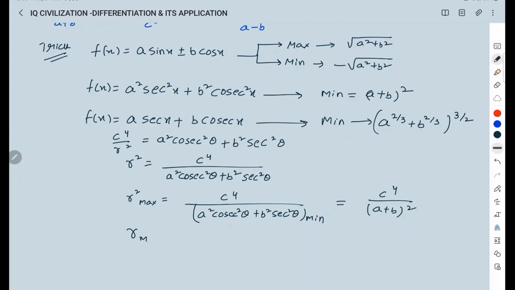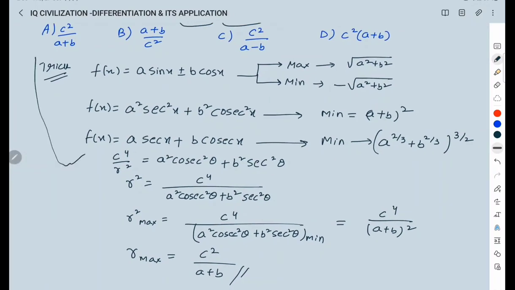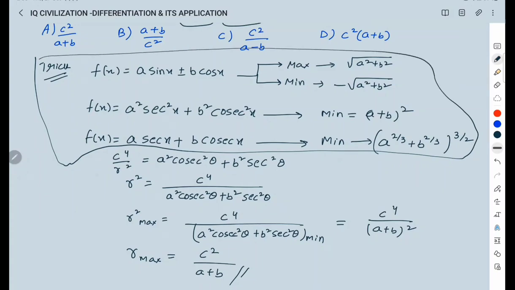So r max is nothing but, we have to apply the square root. So c square by a plus b. Very, very important. Up to here, this is the trick. Only for understanding purposes are we writing all these steps. Otherwise we would do this question in under 30 seconds.